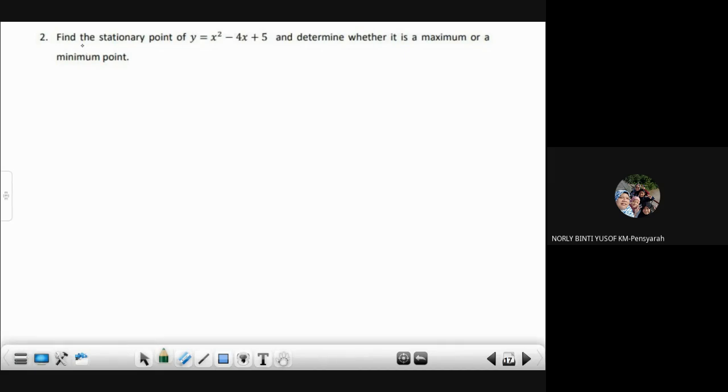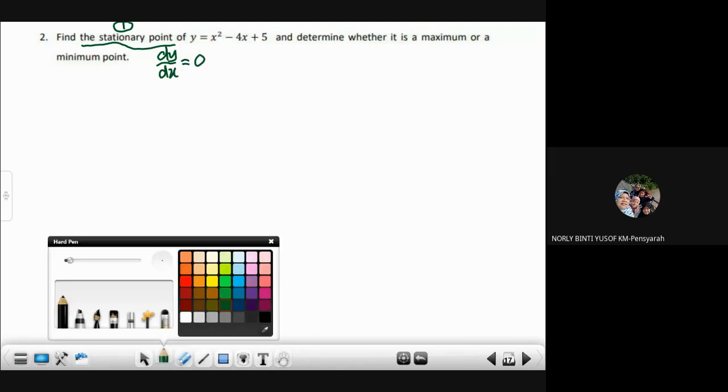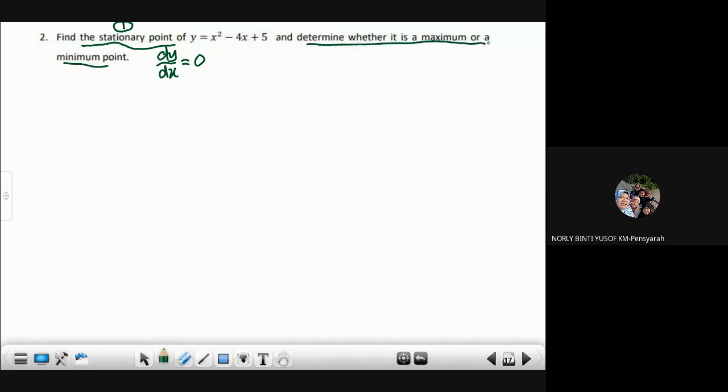So soalan sama, dia suruh cari stationary point ni yang pertama lah. So stationary point ni dalam kepala tahu dy dx equals to 0, the concept. Okay, and then second part, determine whether it is maximum or minimum point. So nature lah. Dia akan tanya nature, nombor 2. Ada 2 part kat situ. Okay, so sama, the same concept. Your quadratic, you have to differentiate, then you equals to 0. Sebab you dah tahu nak buat apa. Find stationary point, konsep dia adalah dy dx equals to 0.